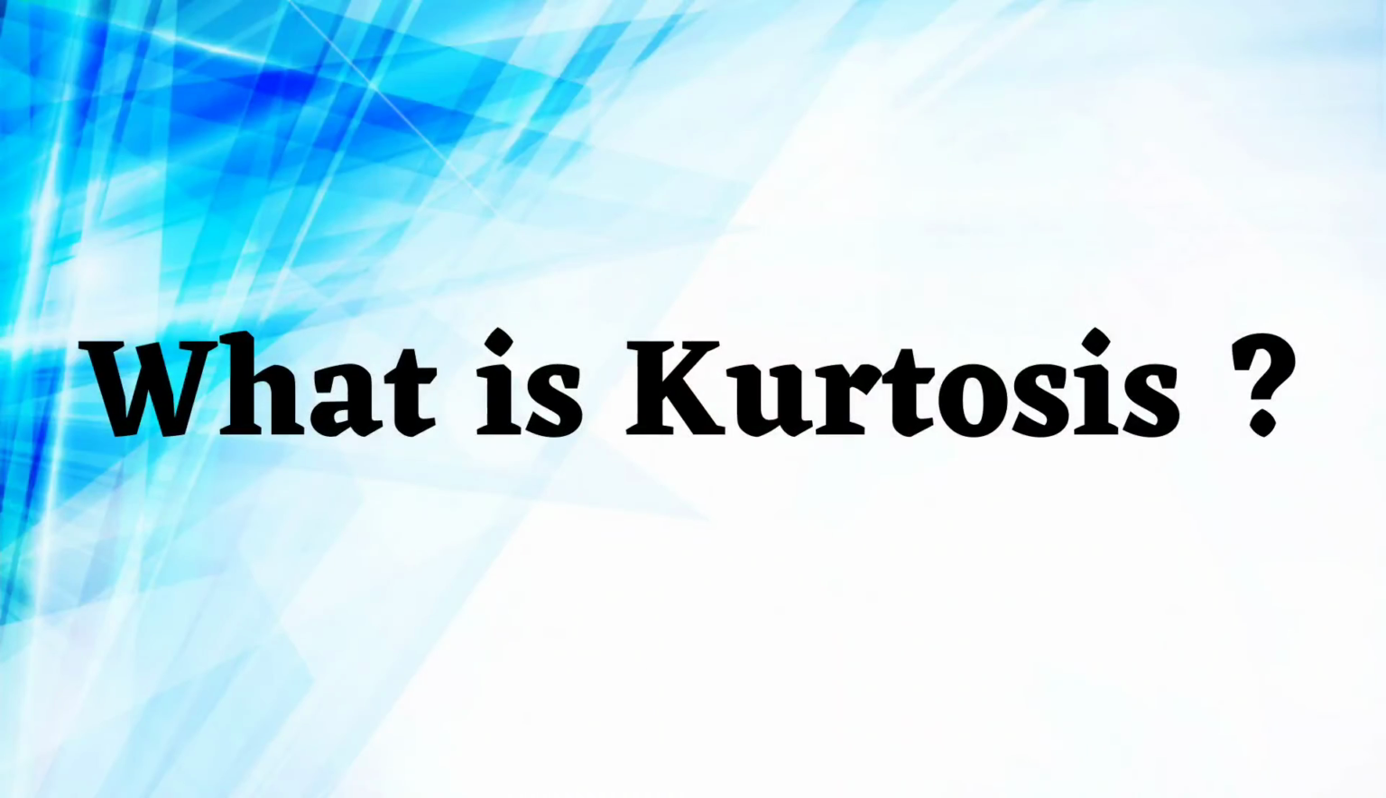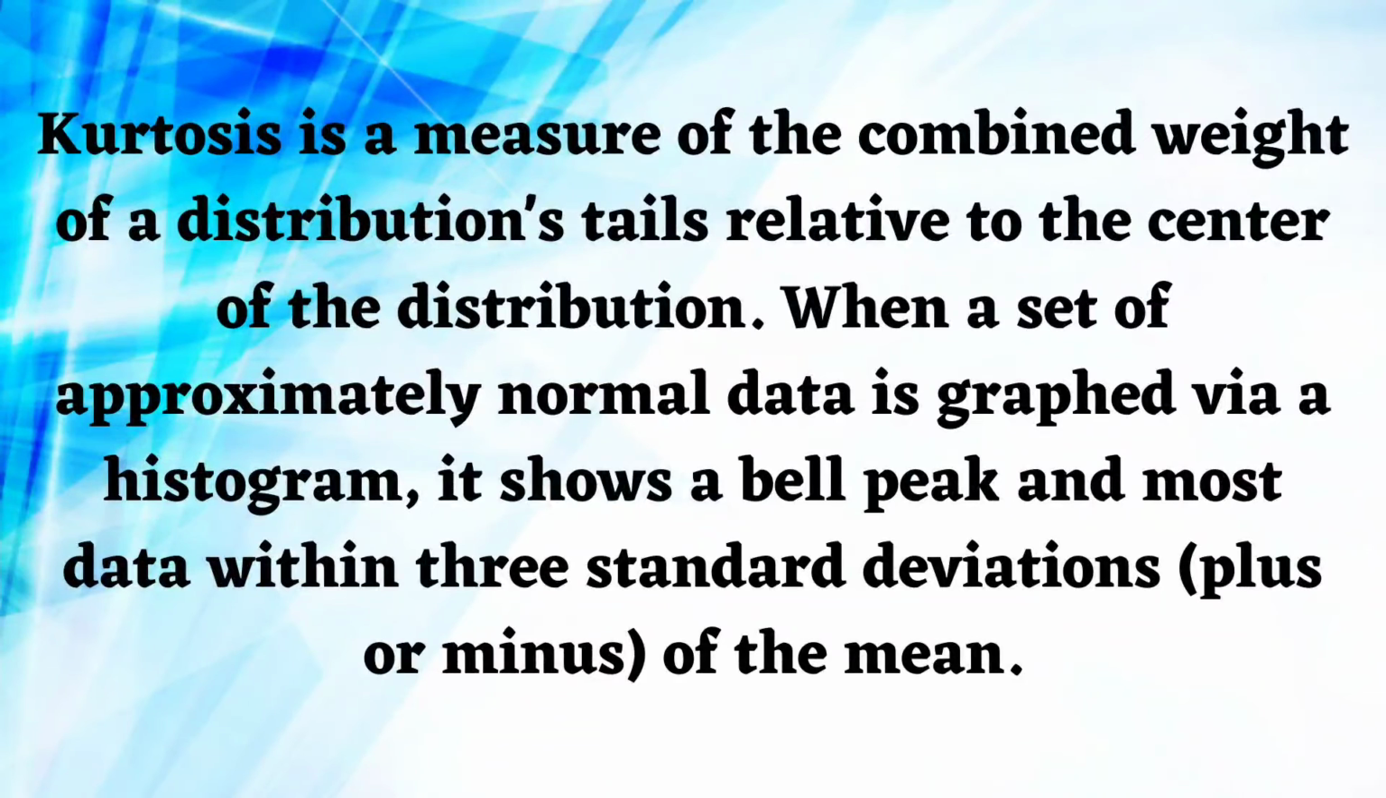So, let's start. What is kurtosis? Kurtosis is a measure of the combined weight of a distribution's tails relative to the center of the distribution. When a set of approximately normal data is graphed via a histogram, it shows a bell peak and most data within 3 standard deviations, plus or minus, of the mean.